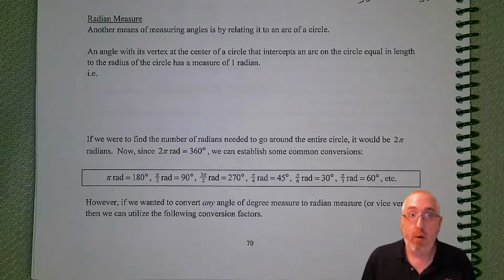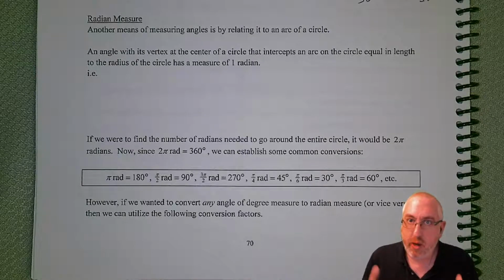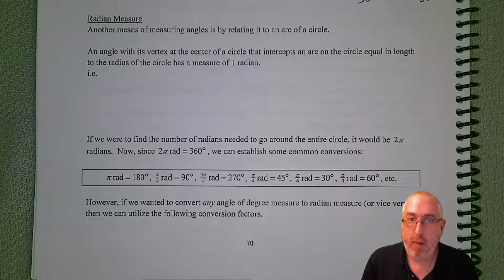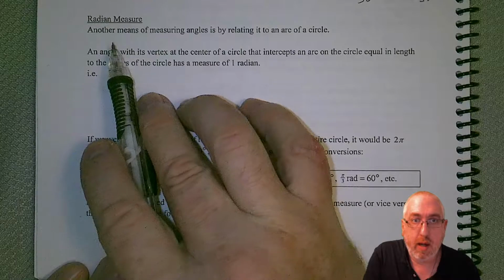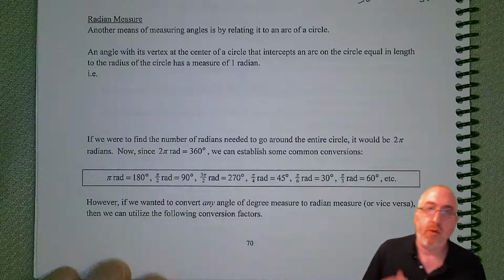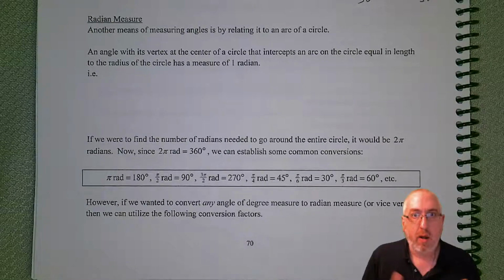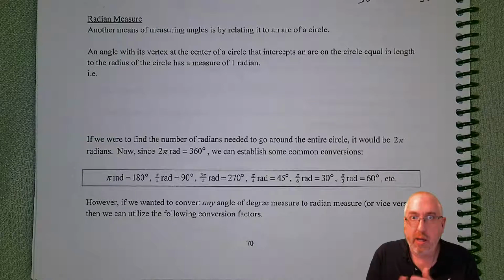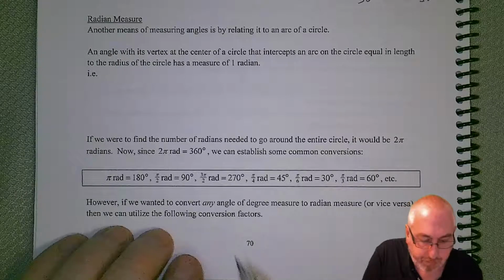Okay, so now that we have our degree analysis and different applications of degrees in mind, we can now look at a new type of measuring system. So let's look at radian measure. This method is a little different than how they chop up a circle into 360 parts to get a degree. This is a little different.